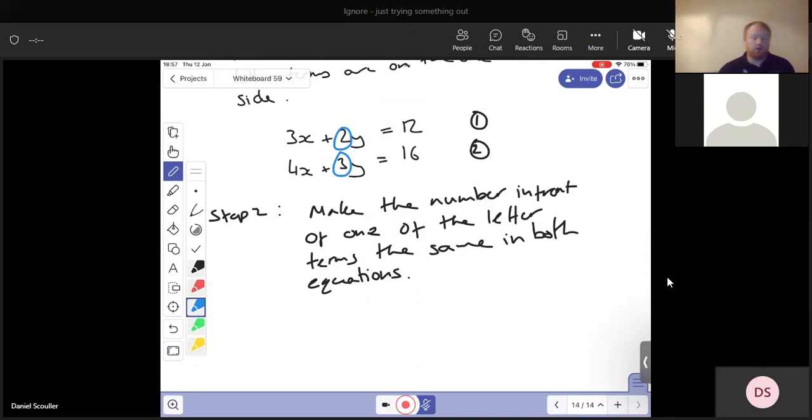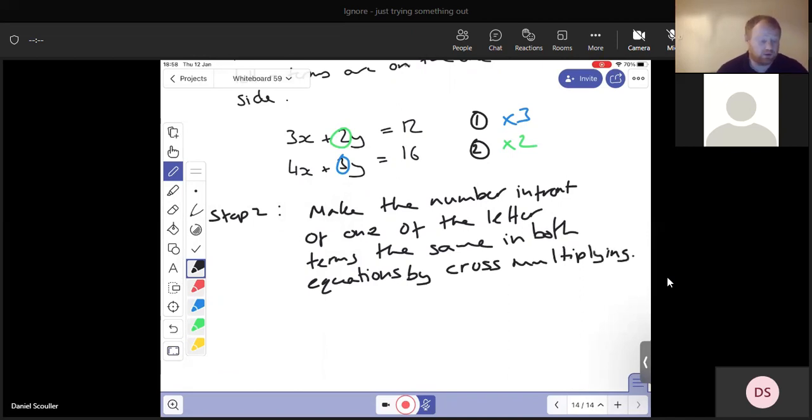So we multiply equation 1 by the bottom number, and we multiply equation 2 by the top number. So make the number in front of one of the letter terms the same in both equations by multiplying, I'll call it cross multiplying, by cross multiplying.